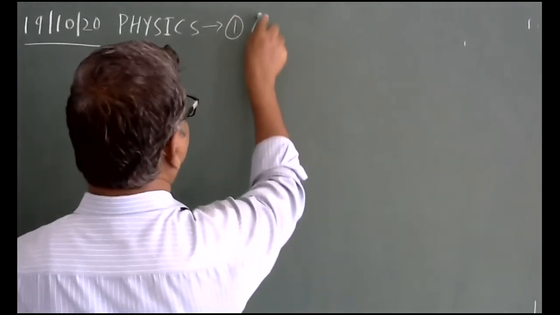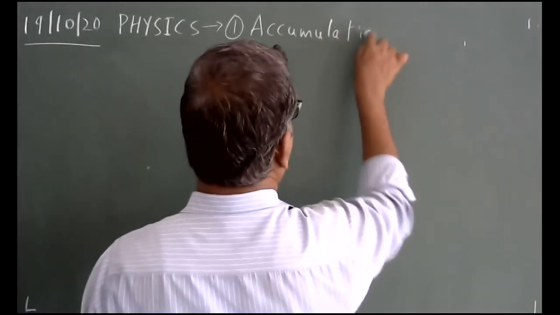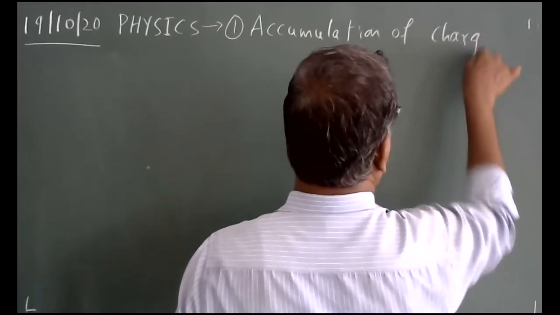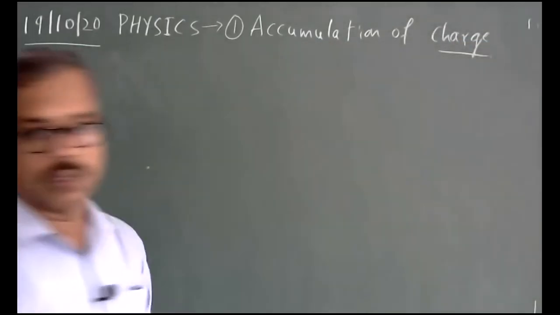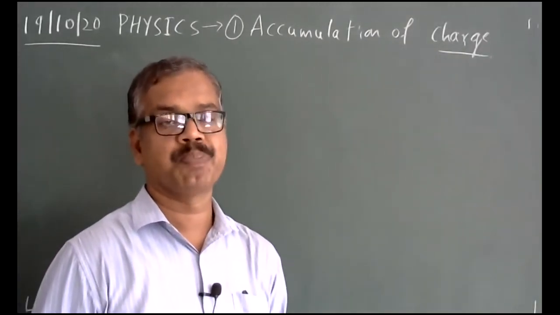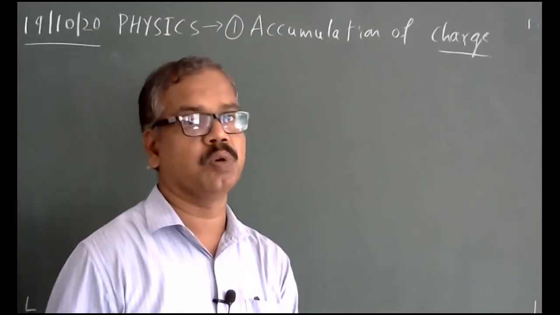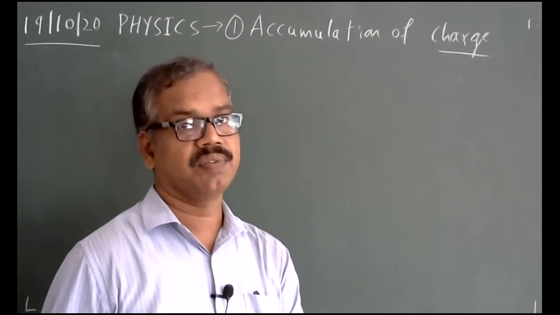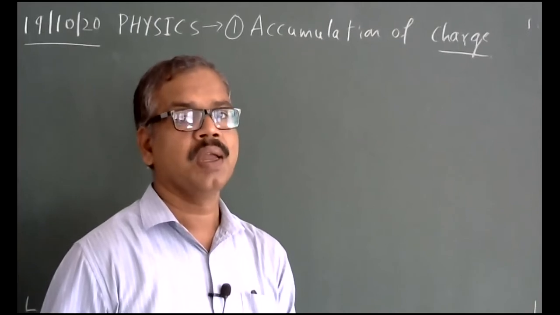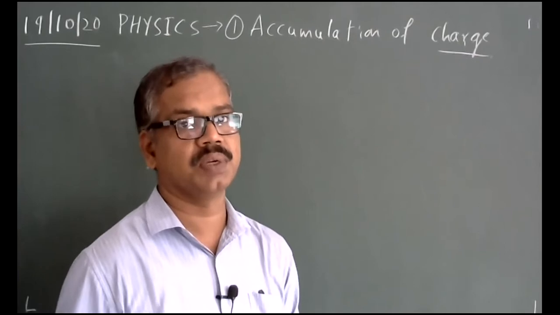So it's the accumulation of charge concept. What is accumulation of charge? The given information says that 10 raised to 9 electrons are moving from body A to body B per second. If 10 raised to 9 electrons are moved from one body to the other in 1 second, to accumulate 1 coulomb of charge, how much time is required? This is the given question.